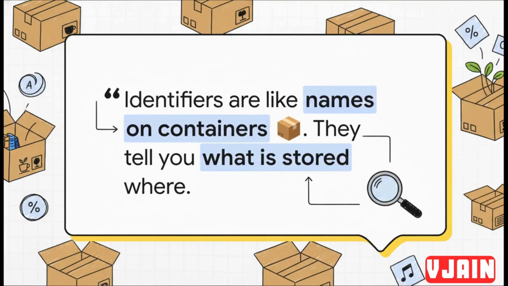Here's a perfect way to picture this. Think of an identifier like a label you stick on a storage box. If the label says sugar, you know exactly what's inside. It's the same in Python. If you have a variable named age, you're telling everyone, hey, this is where the age value is stored.